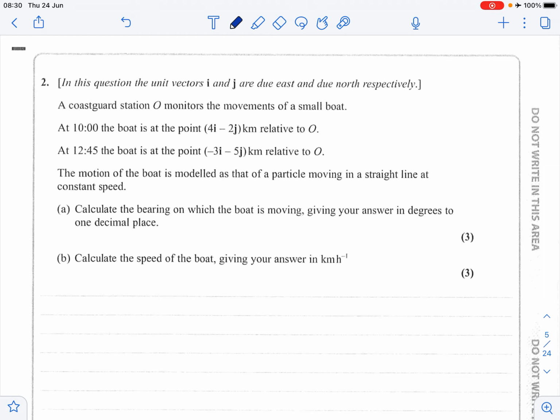Question 2. In this question, the unit vectors i and j are due east and due north respectively. So let's do a sketch of our diagram. North, west, east, and south. We're told that i is due east, and j is due north.